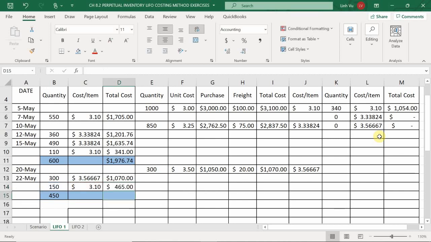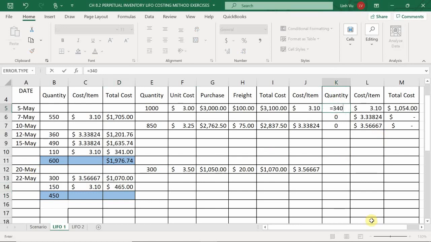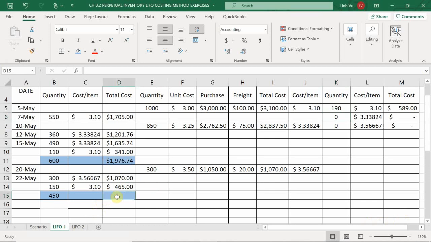165. 465. Okay? So now I need to go back up here and eliminate that, because now I have 340 minus 150 giving me a remaining balance of 190. Okay? And then I'm also going to calculate that my 1070 plus my 465 is going to give me a total of 1535.